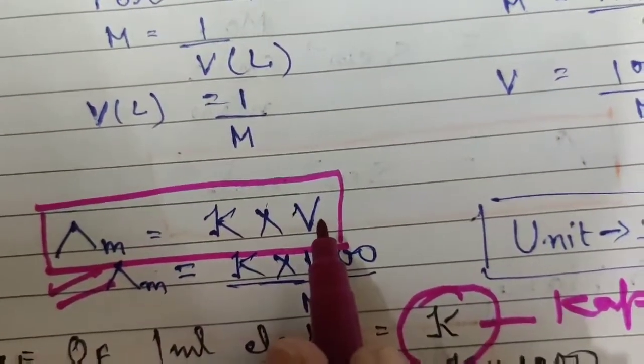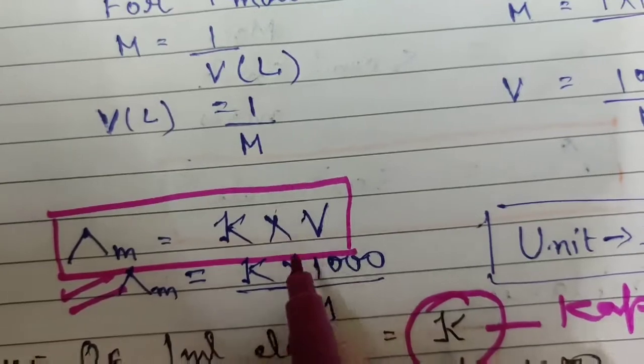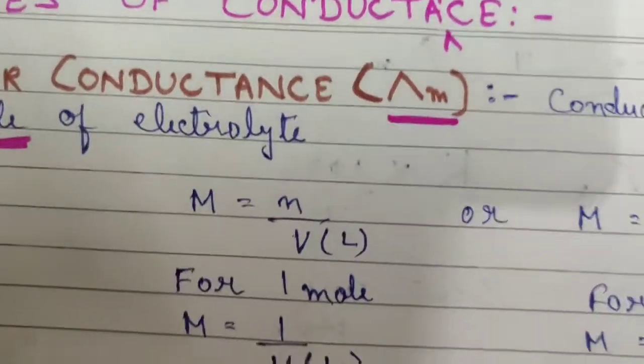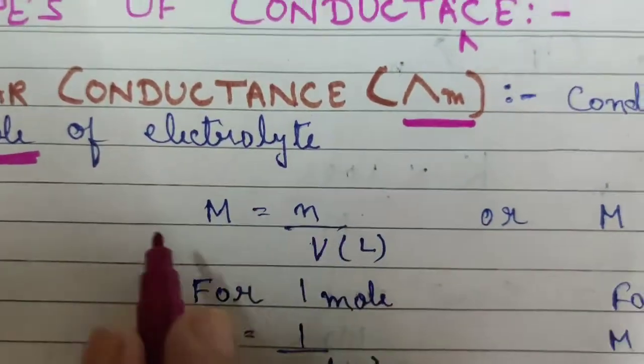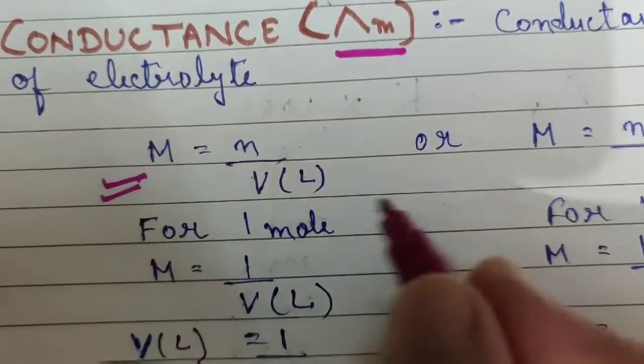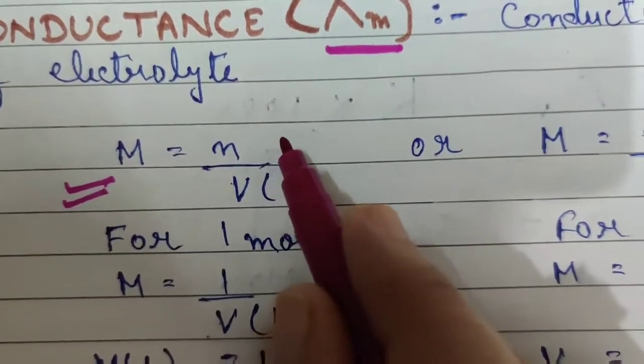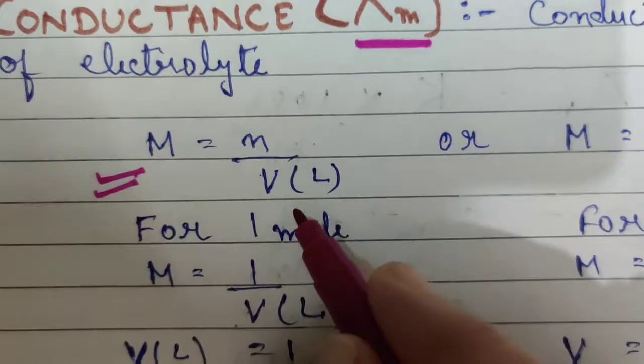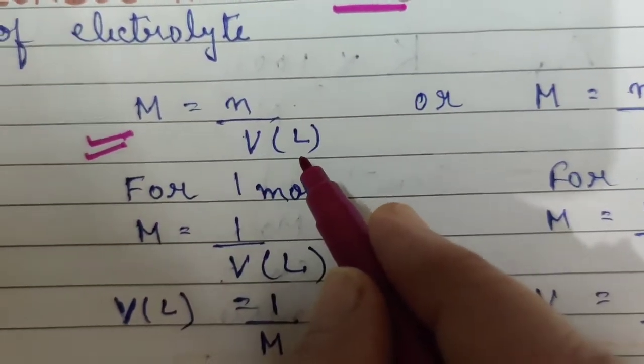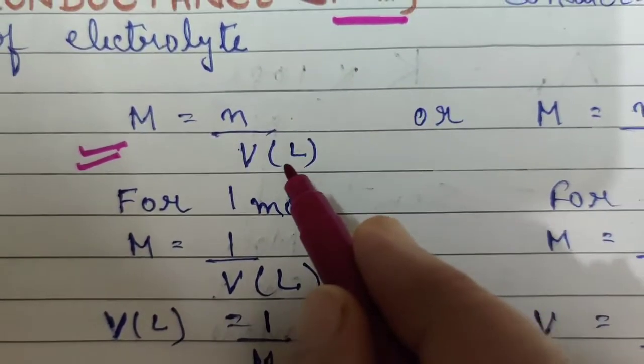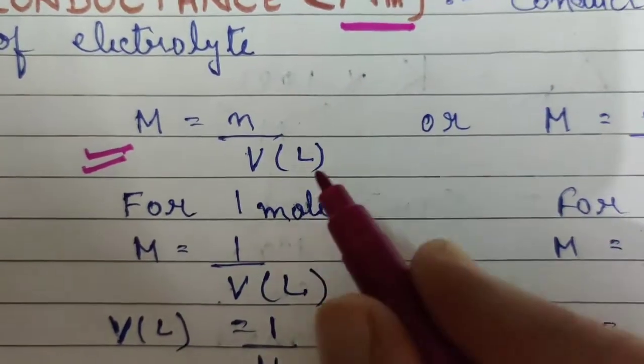Now how do we reach the value of volume? This I am going to derive here. As we know from the formula of molarity, molarity is equal to the number of moles present per liter of any electrolytic solution or any solution.